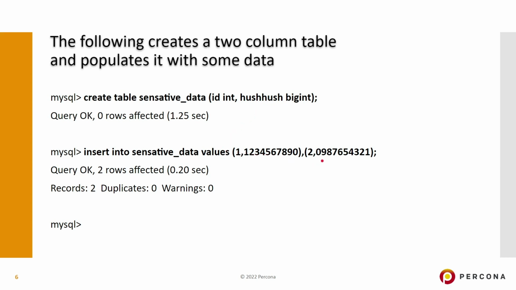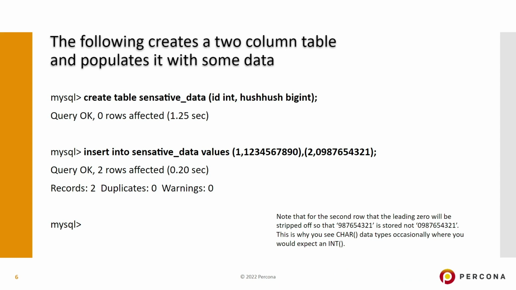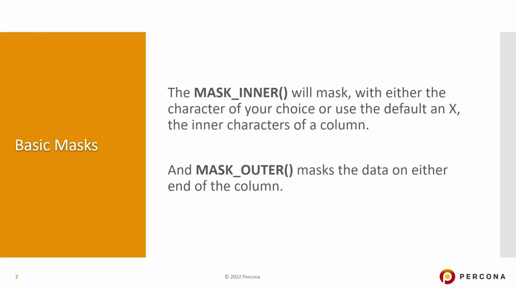Insert 2 rows. Now notice that the second column's data starts with a 0. Be advised, if you're using integers, that will probably disappear because leading zeros aren't kept. That's why you often see character data types when you expect to see an integer.